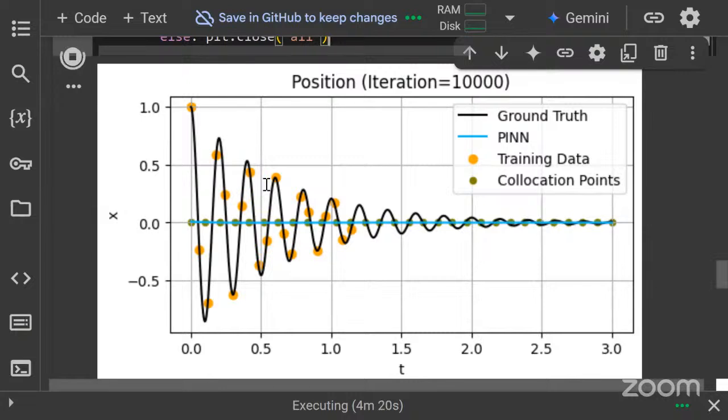So in this case, this is a very unfortunate scenario where the training data is not enough to resolve the frequency actually. So I don't think the PINN will ever be able to learn from it. But again, the sampling rate is not designed for this high frequency data.